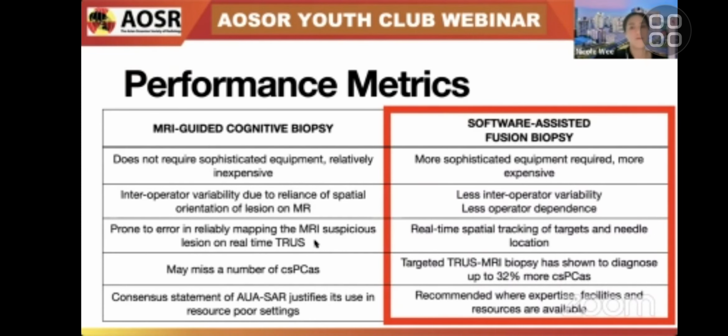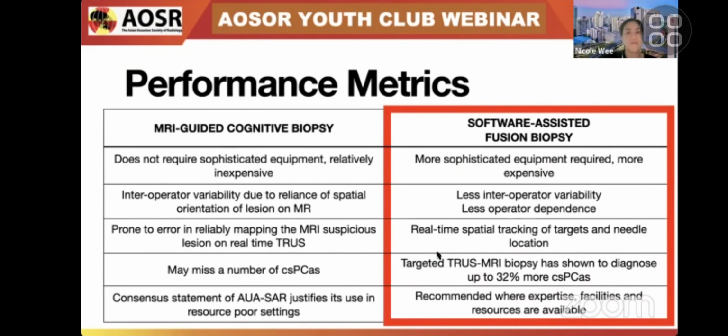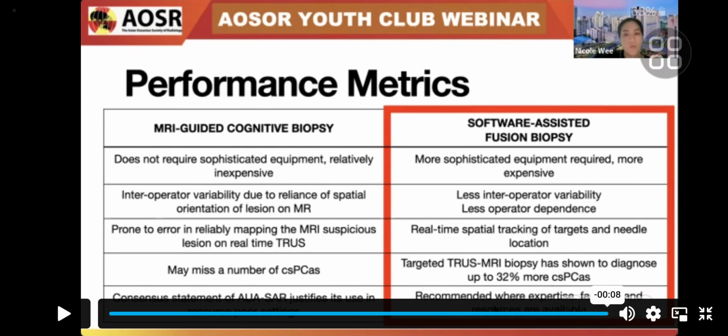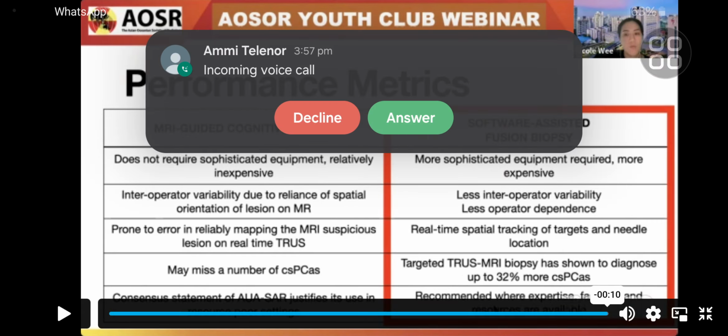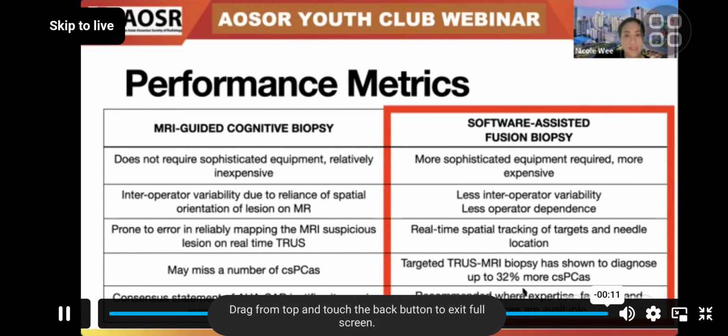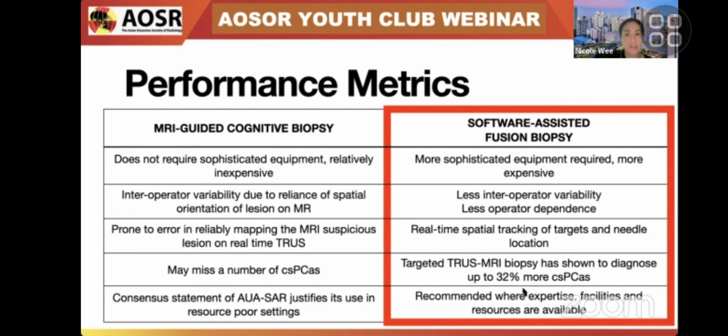Comparing the performance metric of the cognitive and fusion methods, very briefly, just to reiterate, the cognitive method does not require sophisticated fusion equipment or software, and is comparatively inexpensive. So the AUA SAR actually justifies its use in resource-limited settings. But then again, where expertise and facilities and resources are available, the fusion technique is still recommended.